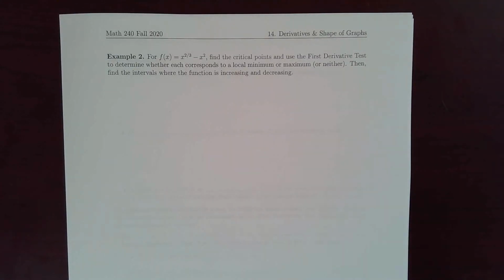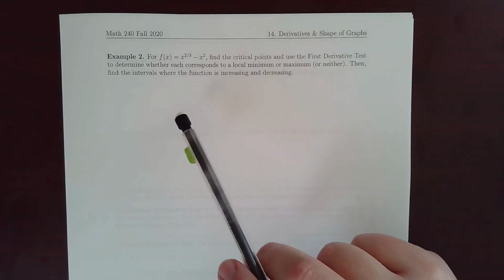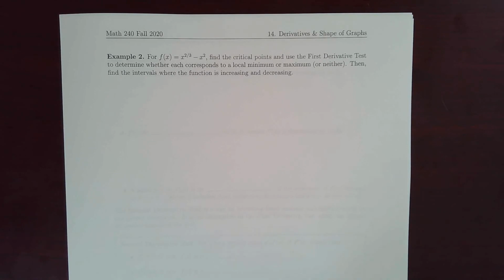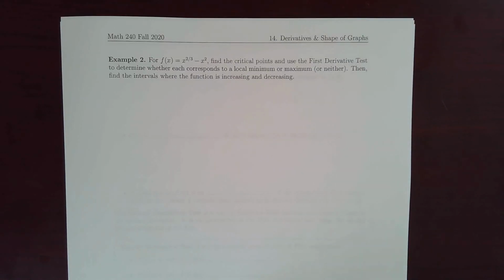So say we're looking at this example where we've got a function f of x equals x to the 2/3 minus x squared. We want to find the critical points and use the first derivative test to determine whether each corresponds to a local min or a local max or neither. And then we want to figure out the intervals where the function is increasing and decreasing. So we're asked to do a lot here. We want to find our local mins and maxes and our intervals of increasing and decreasing.